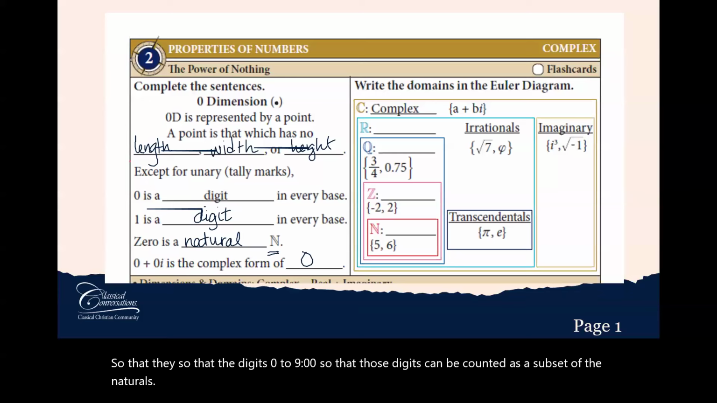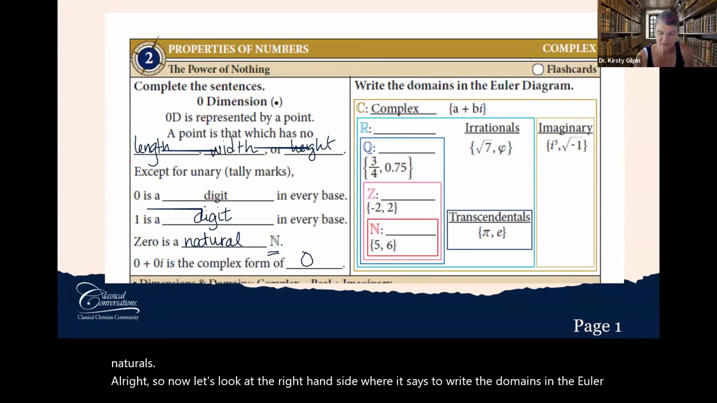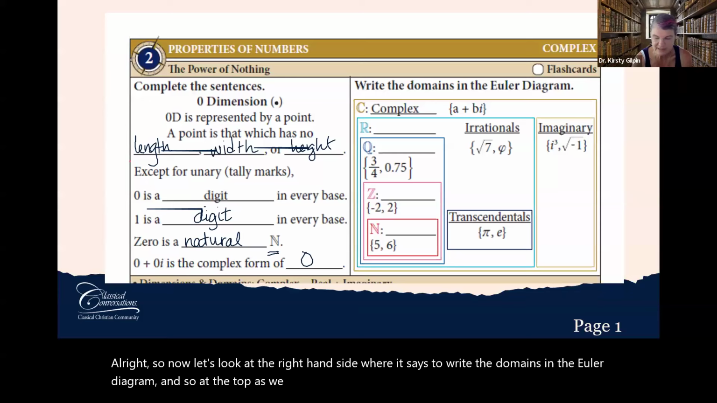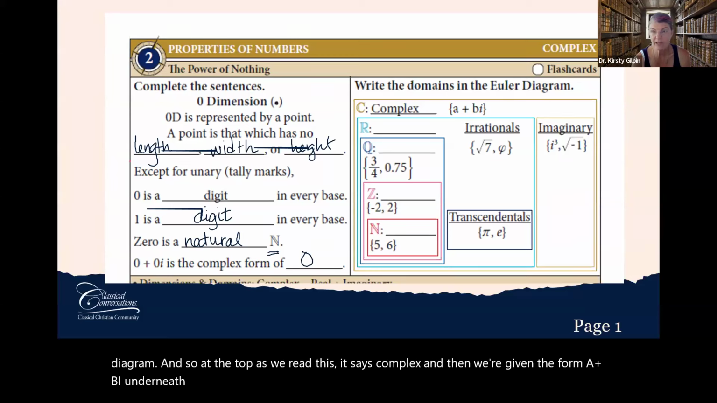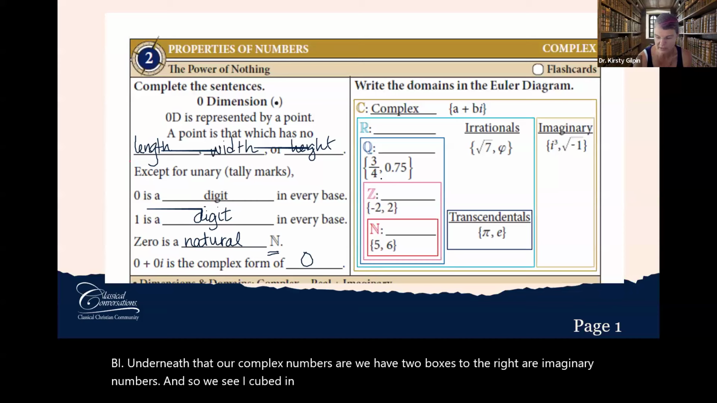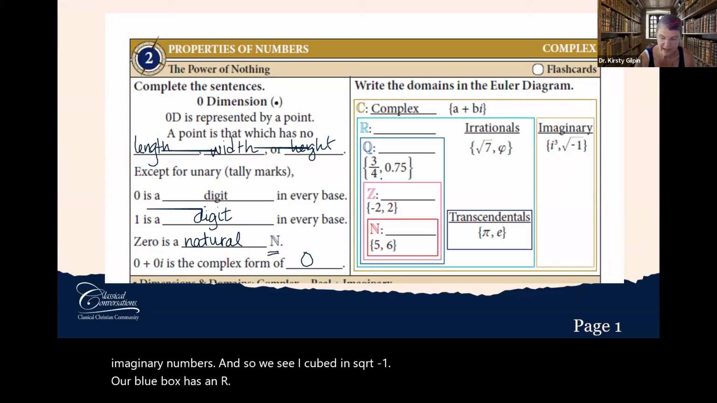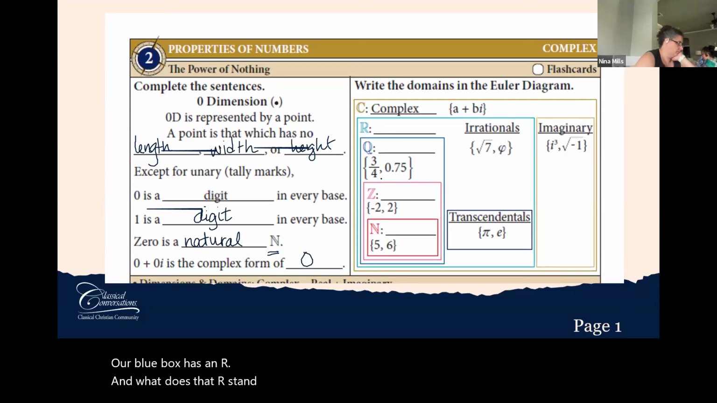Okay. All right, so now let's look at the right-hand side where it says to write the domains in the Euler diagram. At the top, as we read this, it says complex, and then we're given the form a plus bi. Underneath that, in our complex numbers, we have 2 boxes. To the right are imaginary numbers, and so we see i cubed and the square root of -1. The blue box has an R, and what does that R stand for? Reals. Reals.